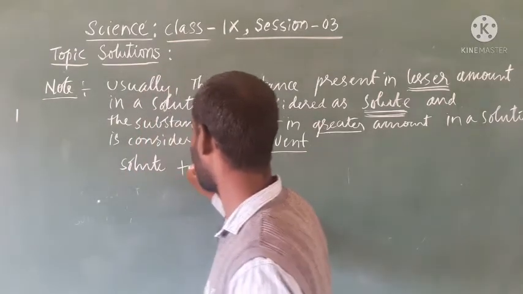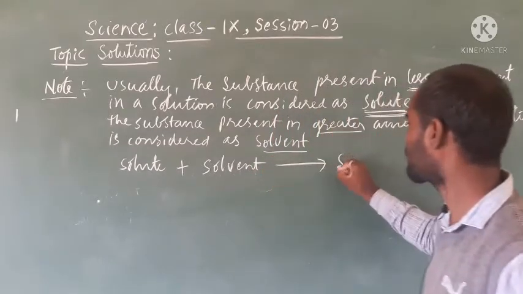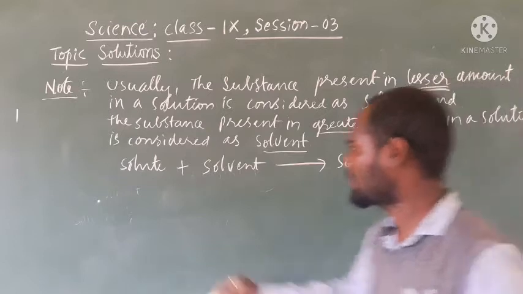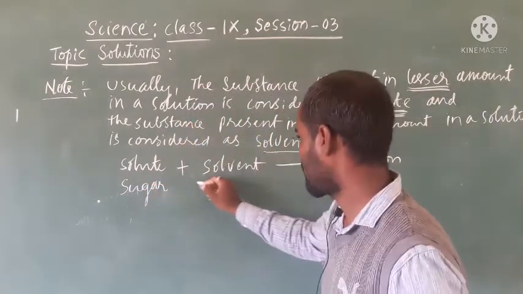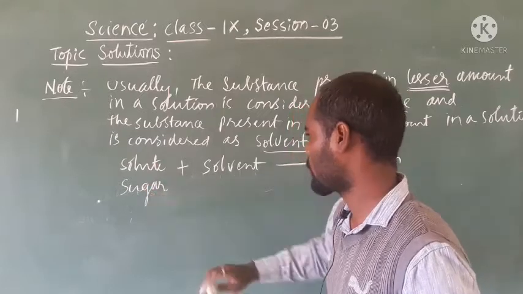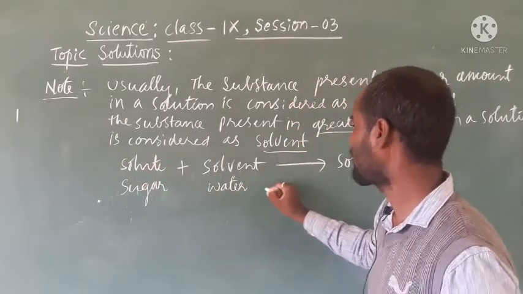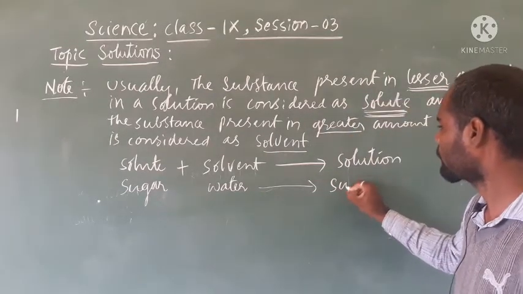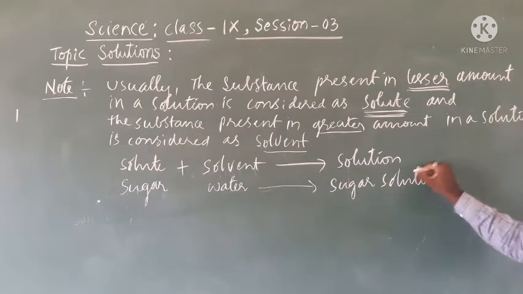See, I had written like this: solute plus solvent gives rise to solution. For that, I had given sugar. So solute, one example, that is sugar. Solvent, example water. They mixed together and they give sugar solution. Is that clear, guys?